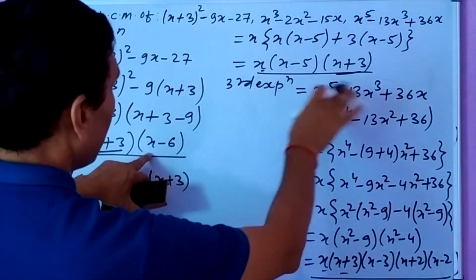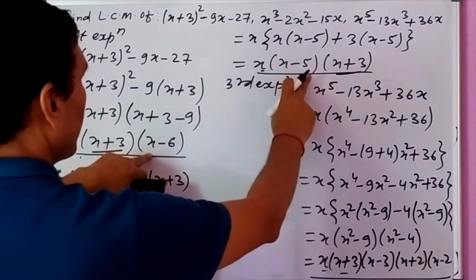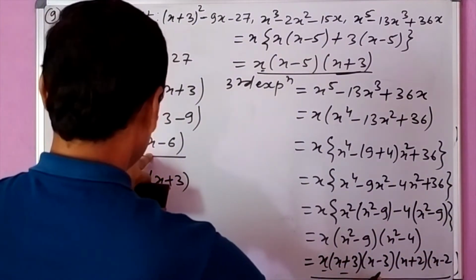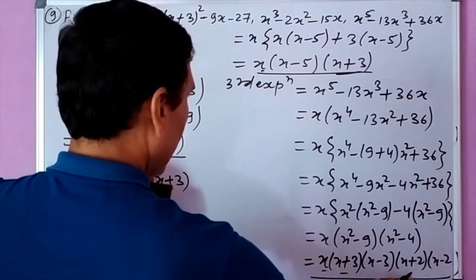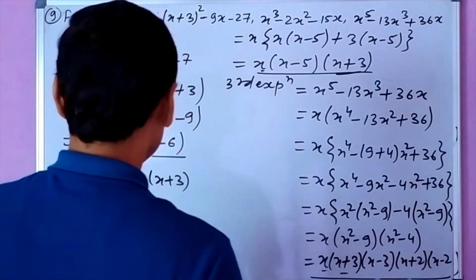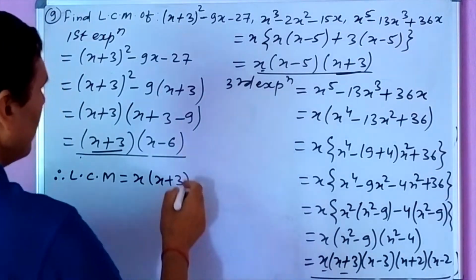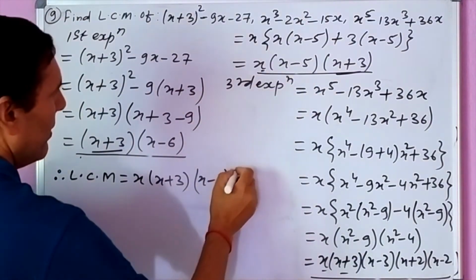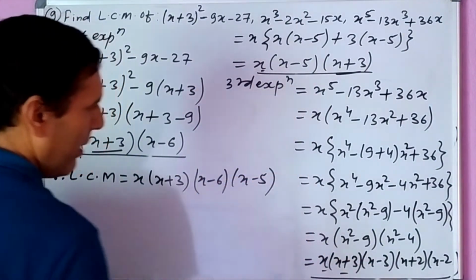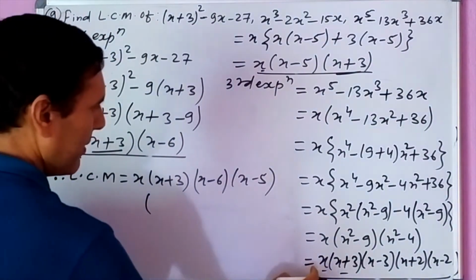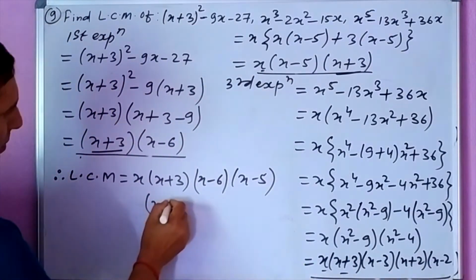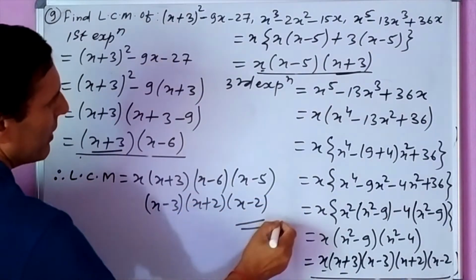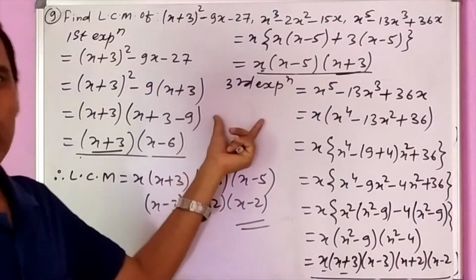x − 6, we don't have x − 6 anywhere. This x − 5 also we don't have. And this x − 3 also we don't have. x + 2, x − 2, all are not common. So we have to write all of these. So what is remaining here? x − 6, and here x − 5, and there, except this x and x + 3: x − 3, x + 2, and x − 2. So this is the LCM of the given three expressions.